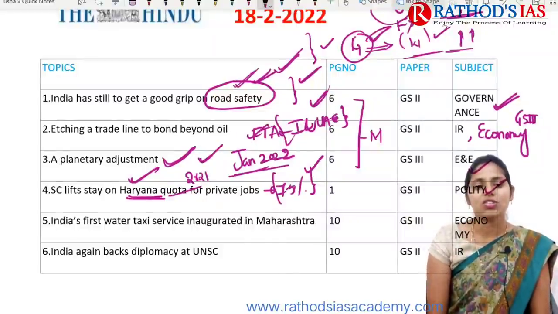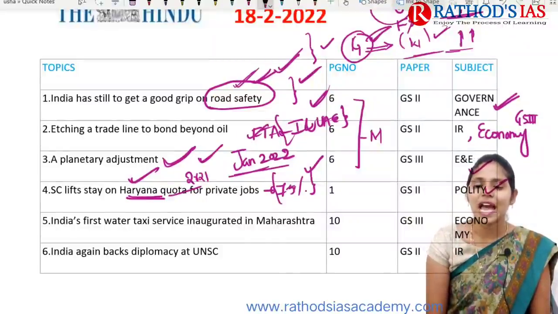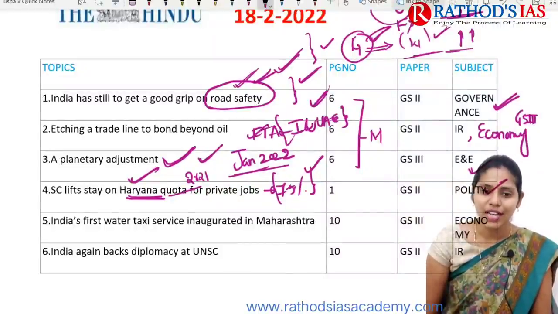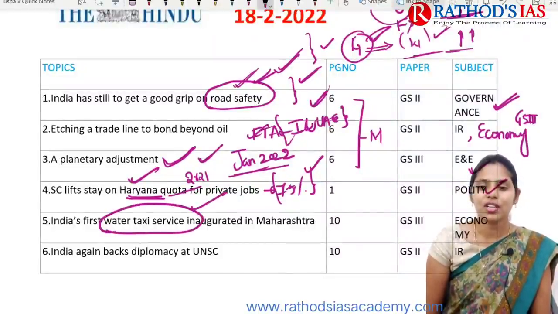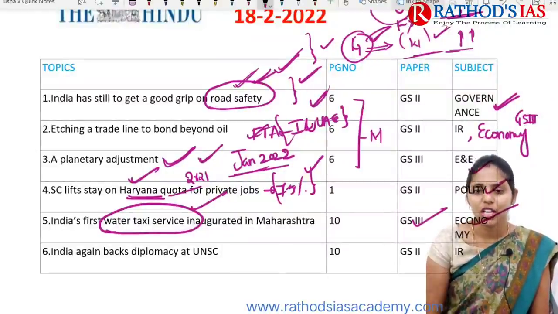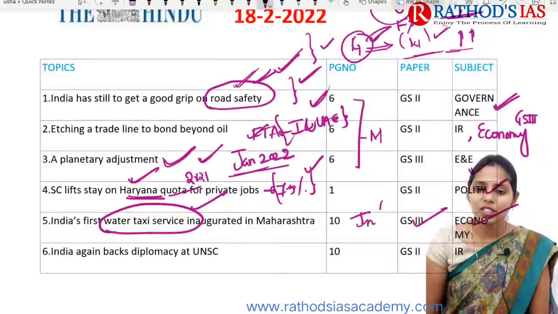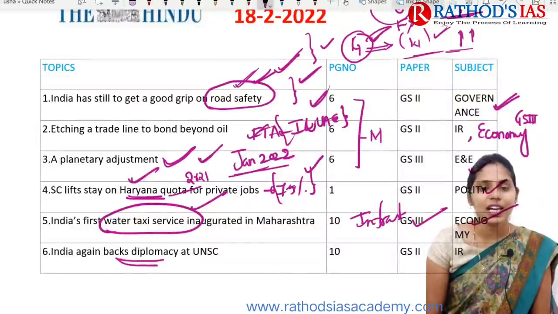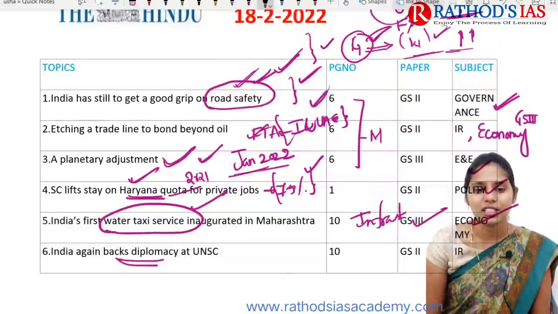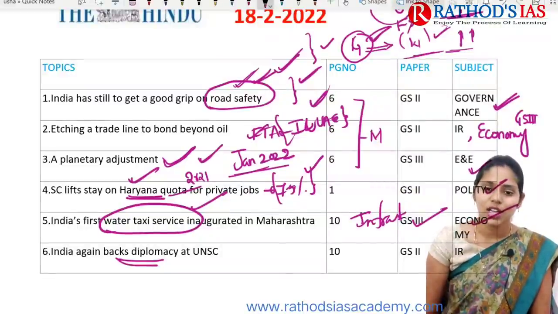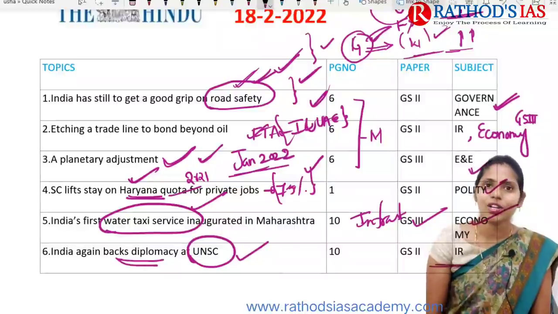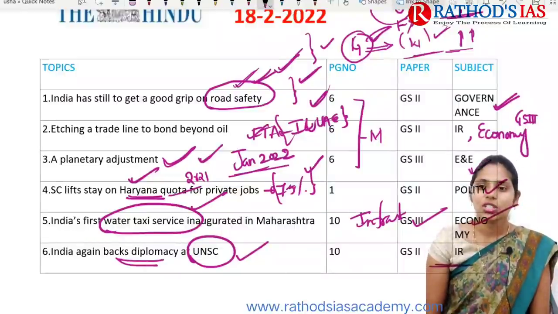And next topic, it is regarding India's first ever water taxi service inaugurated in Maharashtra. So this is very important from our economy point of view, which mainly comes under GS paper 3. Under economy, we can study this topic under infrastructure. And next topic, it is regarding India again backing diplomacy at the UNSC, the United Nations Security Council. So this topic is very important from your international relations. So these are the topics.